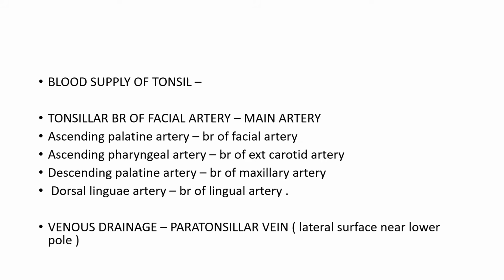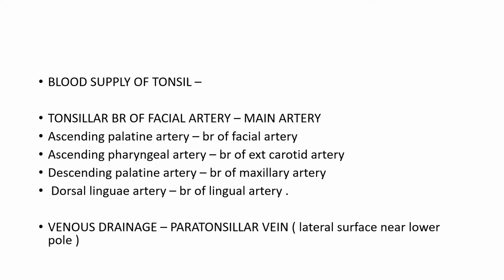Other branches are ascending palatine artery, that is branch of facial artery; ascending pharyngeal artery, that is branch of external carotid artery; descending palatine artery, that is branch of maxillary artery; and dorsal lingual artery, that is branch of lingual artery. So these are the important arteries supplying the tonsil. All of these are important, but if you have to remember only one or two, then please remember tonsillar branch of facial artery, that is the main arterial supply, and ascending palatine artery, that is branch of facial artery.